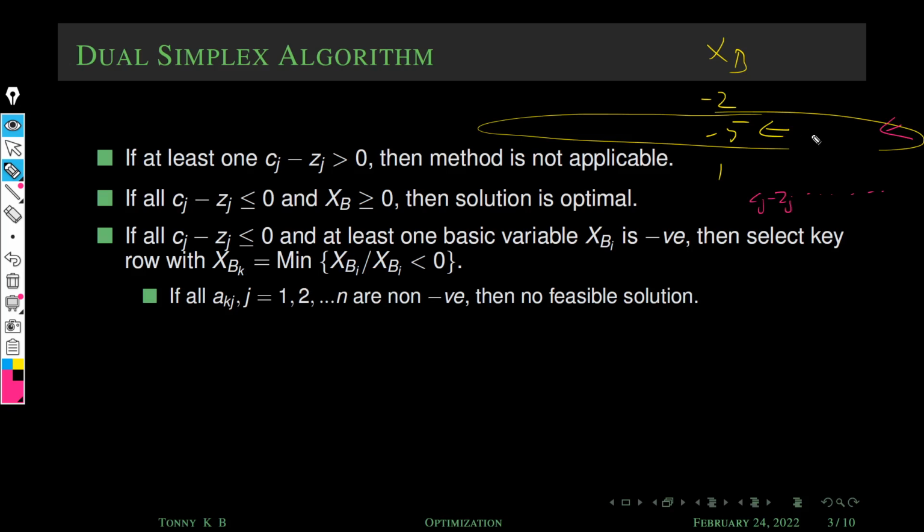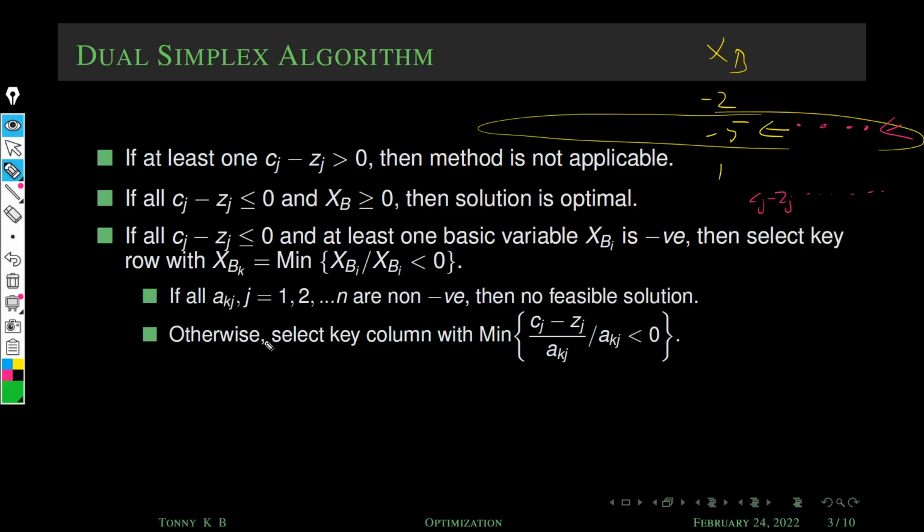Next we have to identify the key column. That means the entering variable. Now this is the leaving variable. Next we have to identify the entering variable. The first case is if all akj, j equal to 1 to n, are non-negative, then there is no feasible solution. Here akj means the terms corresponding to this row, that is the akjs. If all the akjs are non-negative, then no feasible solution.